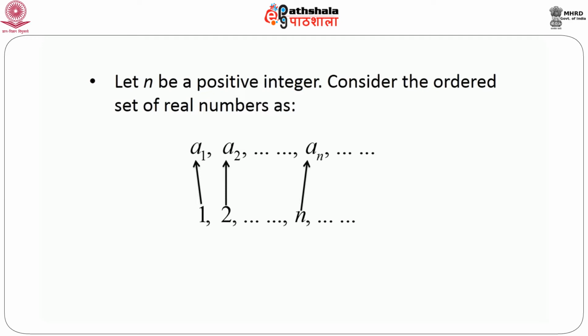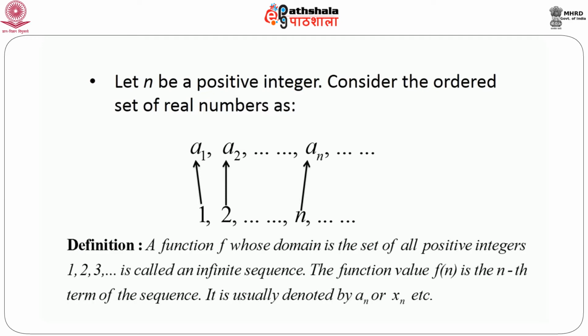So the formal definition goes like this. We can define a sequence as a function whose domain is the set of all positive integers, that is 1, 2, 3 and so on. And we call this function an infinite sequence, or commonly a sequence of real numbers. The functional value, that is f(n), is the nth term of the sequence. Although this is a function, when we study sequences, we usually denote a sequence by a suffix n, or x suffix n or b suffix n, like that. That means basically whenever we have a sequence of real numbers, we can think that it's nothing but a function whose domain is the set of all positive integers.